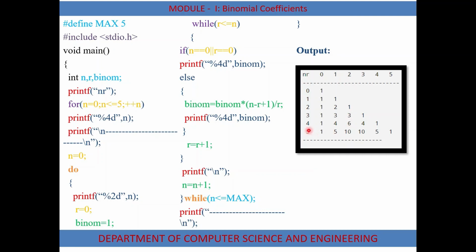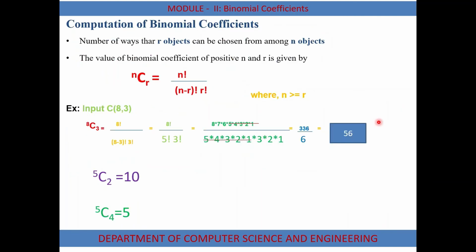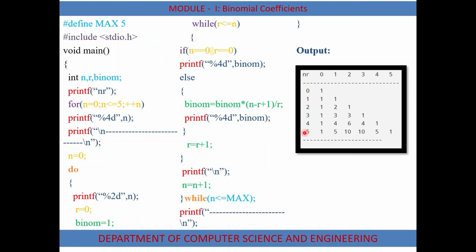So 5C5, what is the value? 1. 4C4, what is the value? 1. See one more here: 5C4, that is 5. See, 5C4, what is the value? 5. See, this is the output of this program.